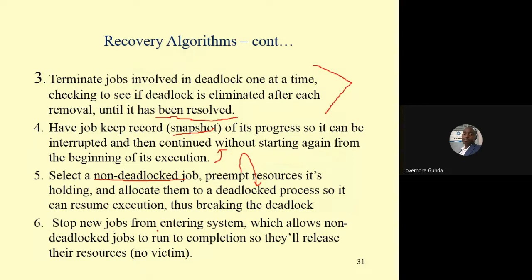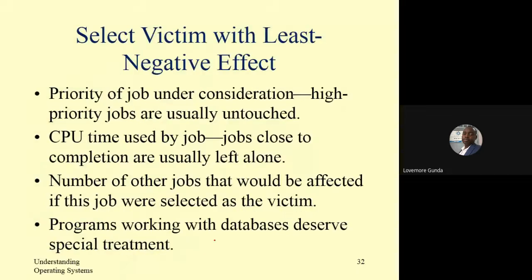Or stop new jobs from entering the system, which allows non-deadlocked jobs to run to completion so they will release their resources. In this case, there is no victim. That means when the deadlock occurs, you block any other new processes so that the ones which are running, which are not in the deadlock, will also run to completion. Then after that, they release the resources, and then the others can also complete.